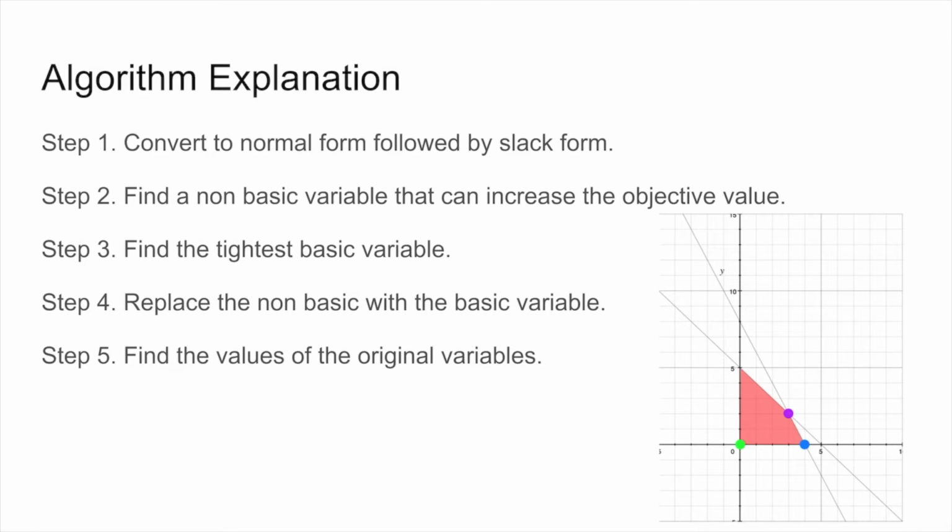Visually, in 2D, the algorithm starts at the green point. Simplex asks whether we can increase z. It finds z can be increased by increasing x until we hit a constraint represented by the blue point. Any further, and the solution would be infeasible. Simplex then repeats this process for all other variables, such as y in the objective function. The solution will always rest at a vertex.